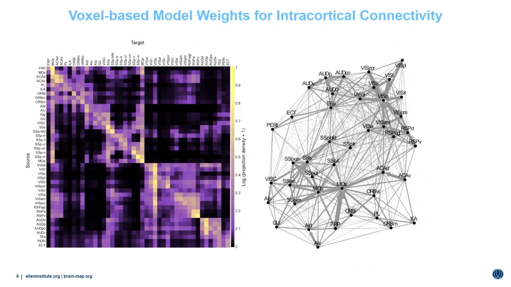So this is what you get when you take that voxel model and integrate it over regions to recreate a regional model. And now Jennifer is going to tell you about the structure here.